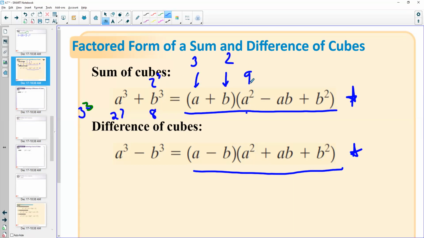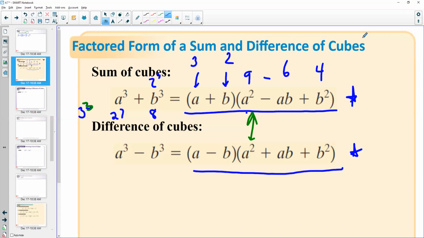So I'd put a 9 there, minus a times b, 2 times 3, which is 6, plus b squared. In this case, b squared, it'd be 2 times 2 is 4, all right? The only difference between these two things here is where the minus sign is. In both setups, there are 2 pluses and 1 minus sign.